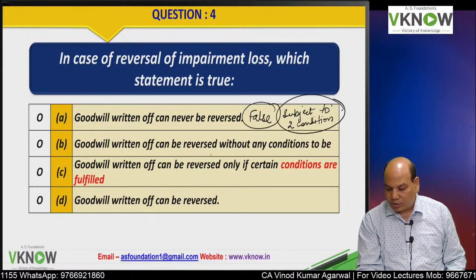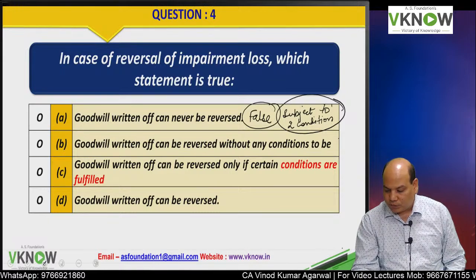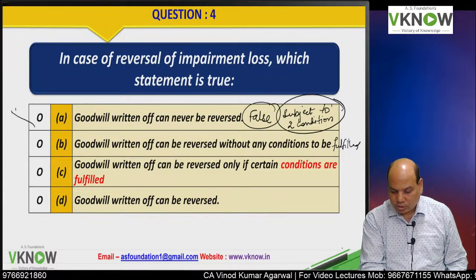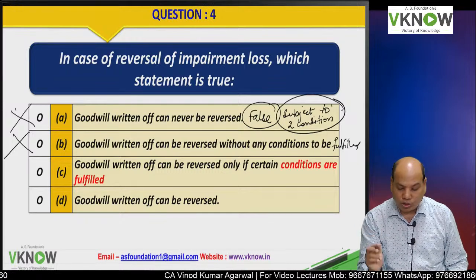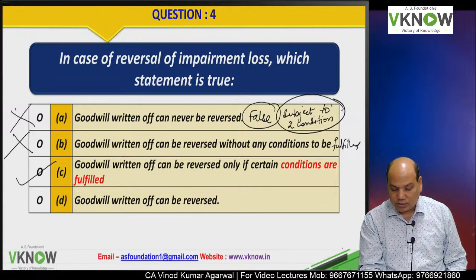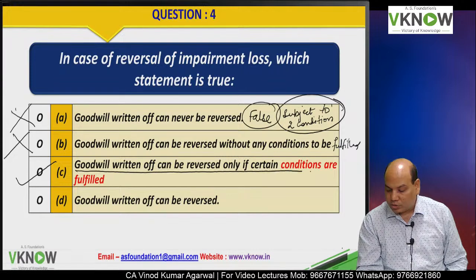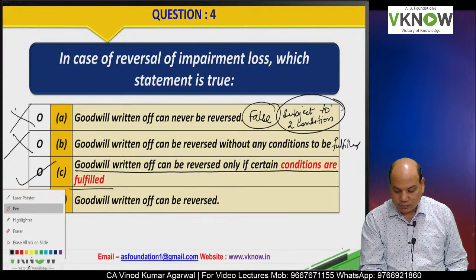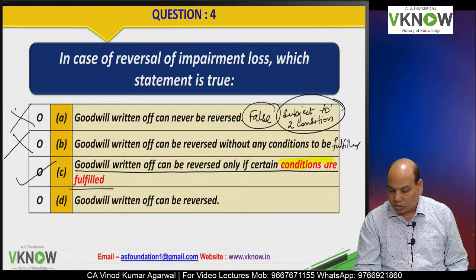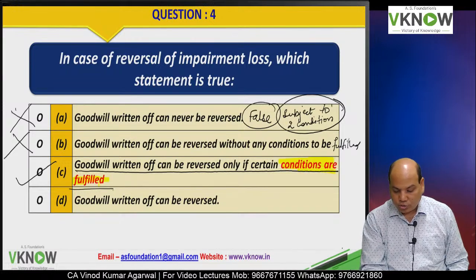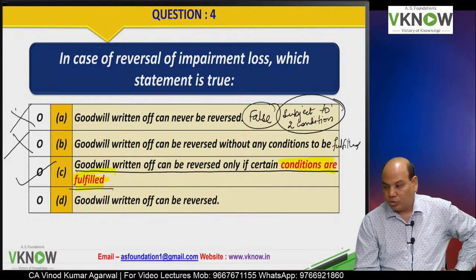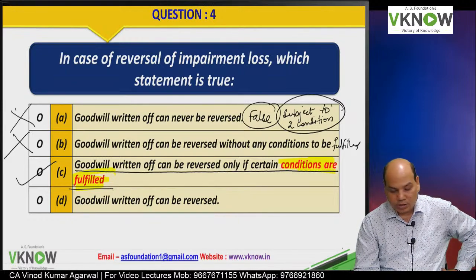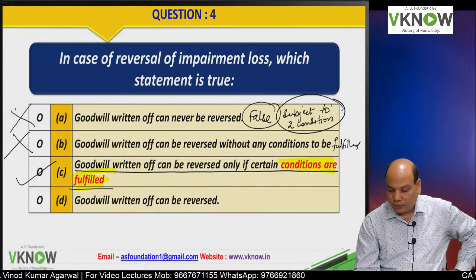Goodwill written off can be reversed without any conditions to be fulfilled. This is also false. Wrong answer. Goodwill written off can be reversed but subject to two conditions. Third one is right. Goodwill can be reversed only if certain conditions are fulfilled. If these three words are not printed in your note, you are requested to type or write it on your own: goodwill written off can be reversed if certain conditions are fulfilled.